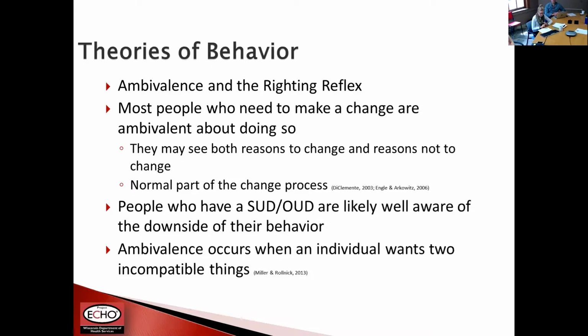People who have a substance use disorder or opioid use disorder are likely well aware of the downside of their behavior. They can describe the benefits of reducing or stopping that harmful behavior. So ambivalence occurs when an individual wants 2 incompatible things. For example, they might want to reduce their drug use, but they don't want to have to lose friends or go through withdrawal, etc.